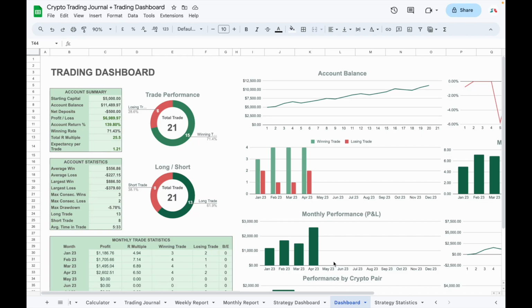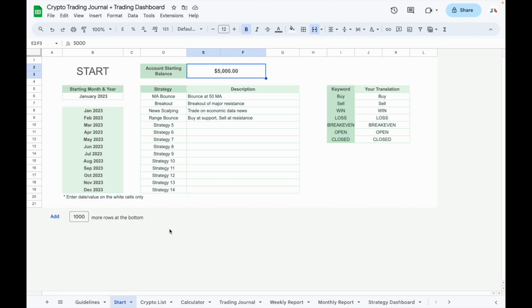In this video, I will guide you on how to input data into the trading journal and analyze your trading performance. Before you start using the trading journal, head over to the Start tab to set the starting month and year. You can input any month and year and it will list out all the 12 months below. Next, on the right, input the starting capital of your trading account. After that, input the name of your trading strategy.